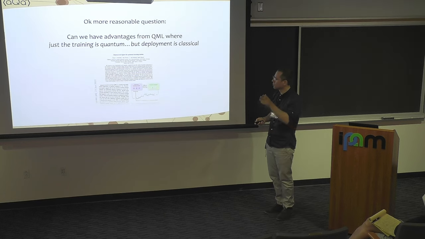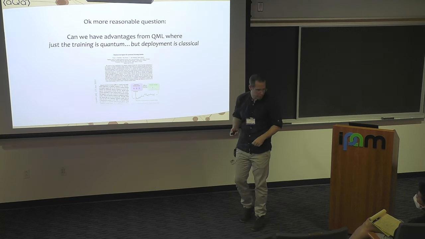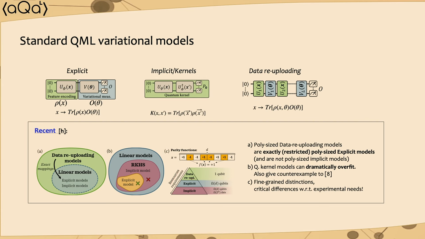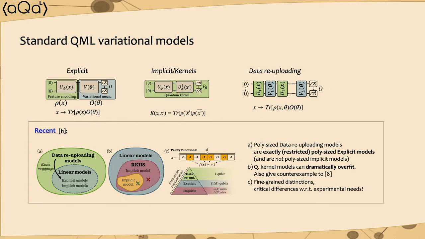It's closely related to the works of Jens and many of you here in the audience about classical surrogates. We've had the results that I'm going to show you for, I think, 2 years now. Everybody was faster than we were in publishing these results, but luckily it's not a full scoop, so I can say something that you may not have heard about. So this is my question: can I have provable learning separations in the case where just the training is quantum, but deployment is classical?